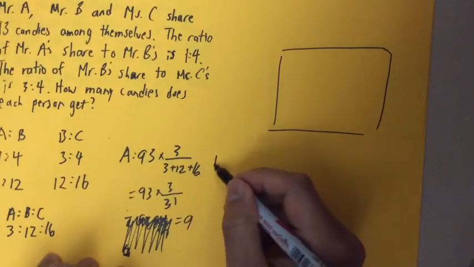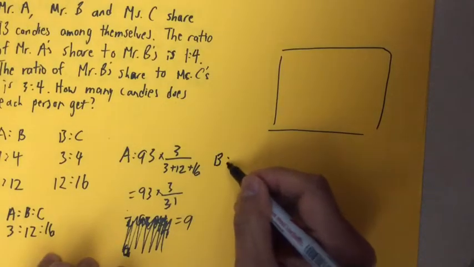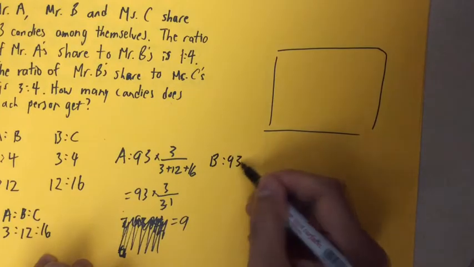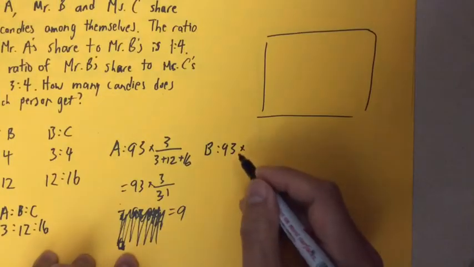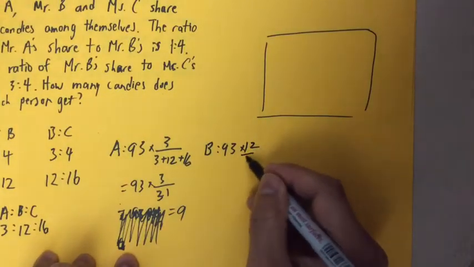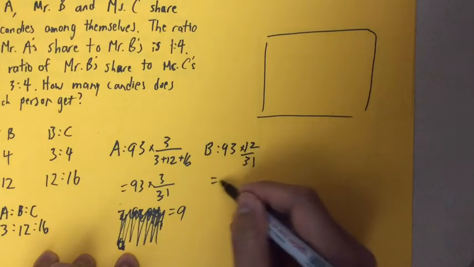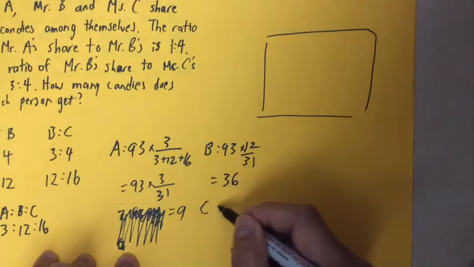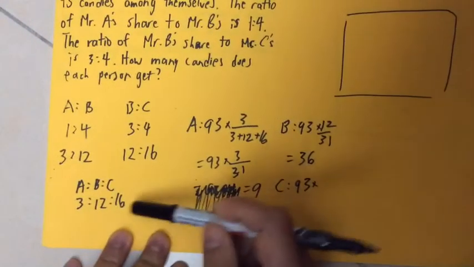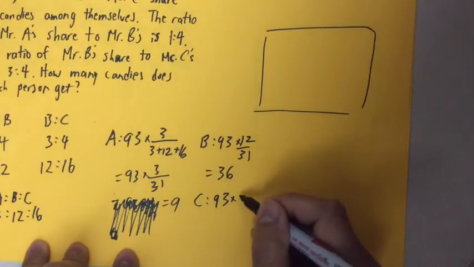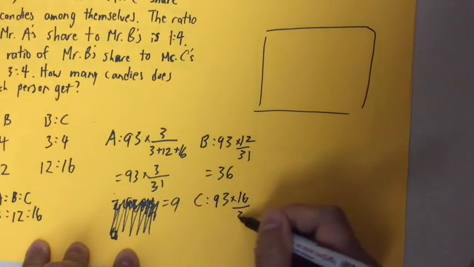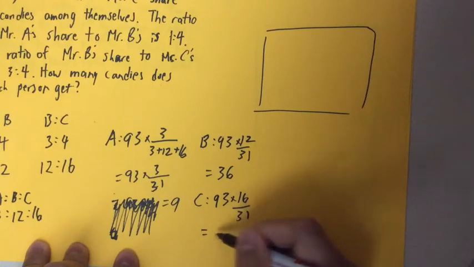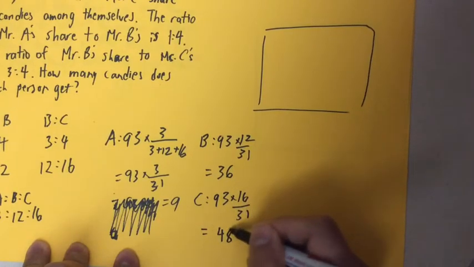Okay, now we do the same thing for B. 93 times 12 over 31, and we'll find that our answer is 36. Okay, we do the same thing for C. 93 times 16 over 31, and we'll find that our answer is 48.